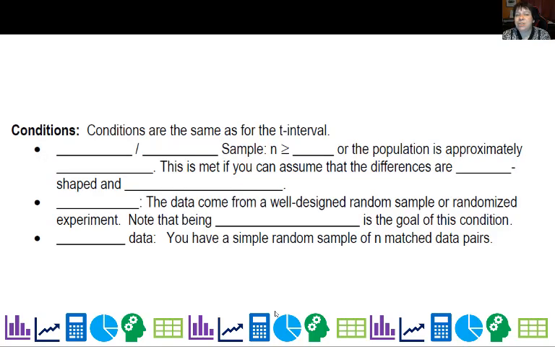We still have conditions. You're not going to have to do a lot with this, but I'm going to state them anyways. Large normal, where n is greater than or equal to 30 for the set of pairs, or the population is approximately normal. And when we say approximately normal, we mean very approximate. The histogram of the differences just needs to be mound-shaped and symmetric. If we have any outliers, that will mess us up. If there's any skew, that will mess us up.